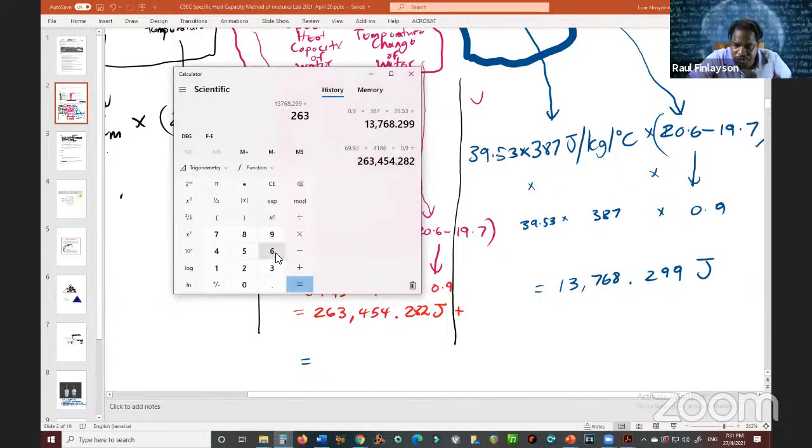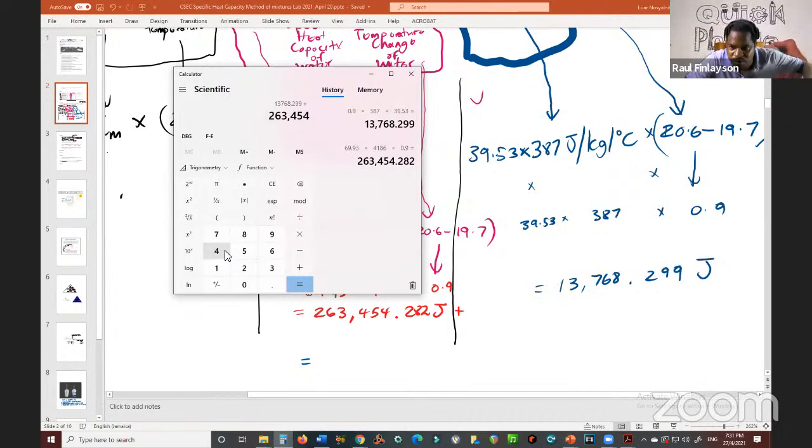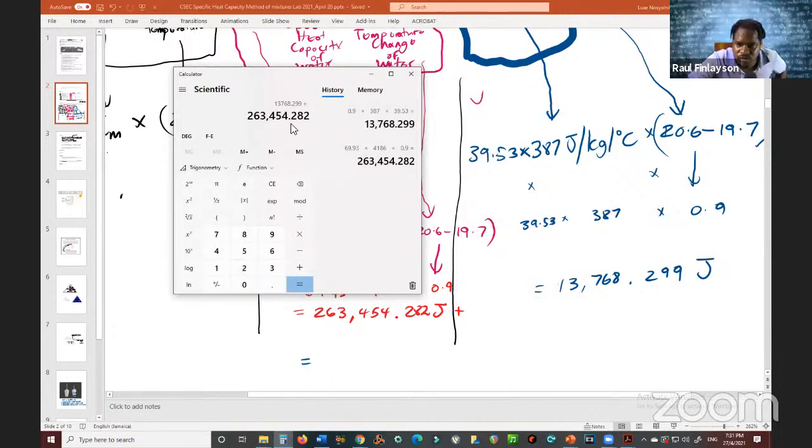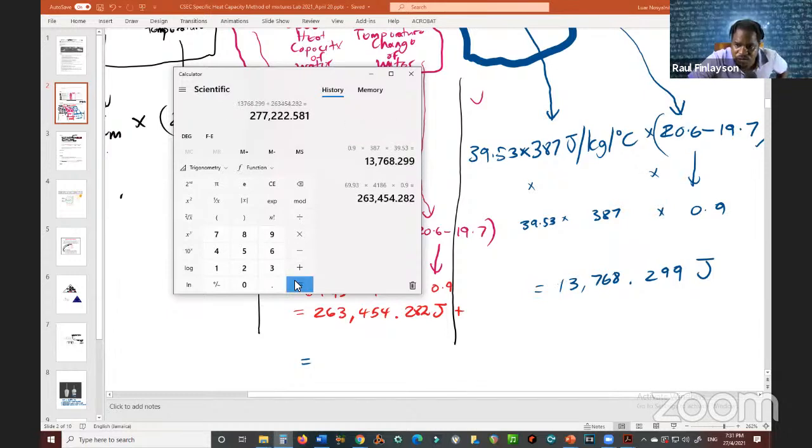263. And it's just a shame that I have to be doing this because you guys could do this easily. All right, let me just run this in. 263,454, and then we go 282. So yeah, 282. I'll add them together. So that's 277. So that's your answer for that part.